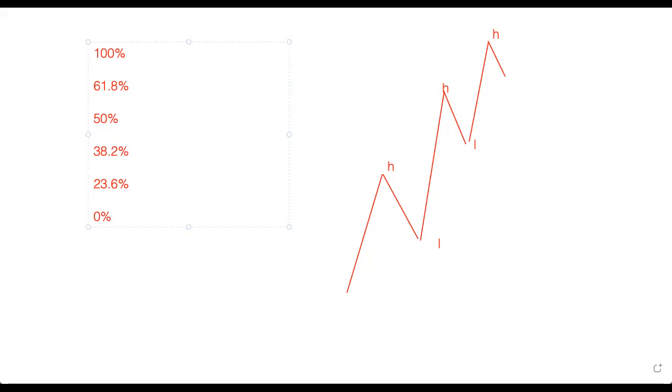Now, I want you to take note of this, guys. When we are using a Fibonacci, we are using it to measure a retracement. We use it to measure a retracement.